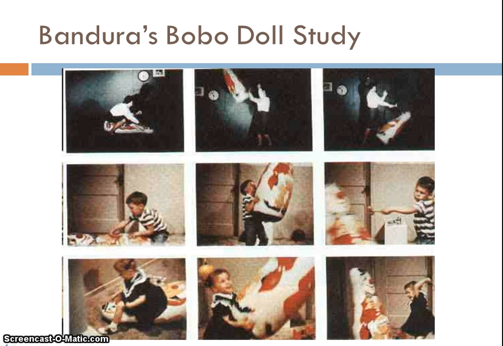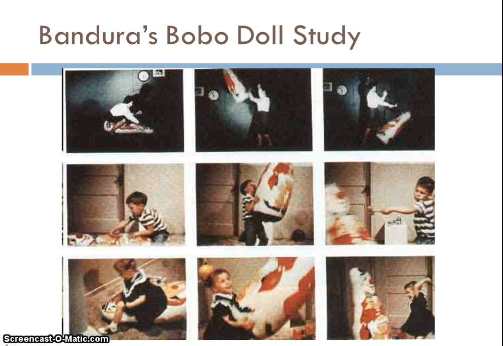So one of these groups of children watched an adult play with the Bobo doll in a violent manner, as you see the woman doing in the top 3 pictures. The adult sat on the Bobo doll, was punching it, kicking it. They'd throw it up in the air. There were other toys in this room, and the adult would pick up a rubber or wooden mallet and hit the Bobo doll and say, sock him in the nose, beat him down, get him.